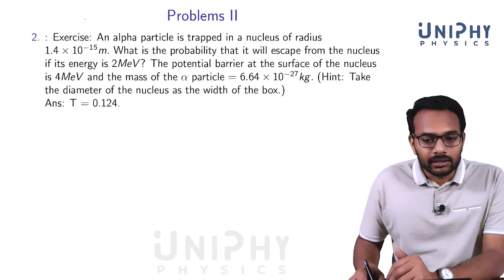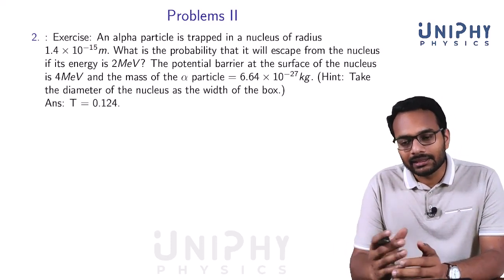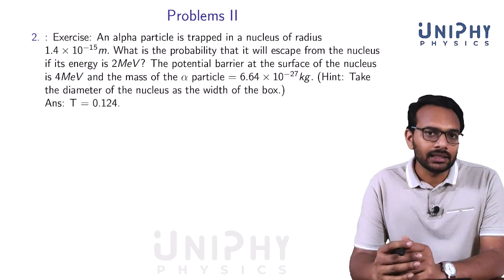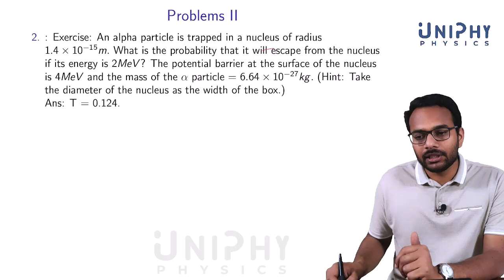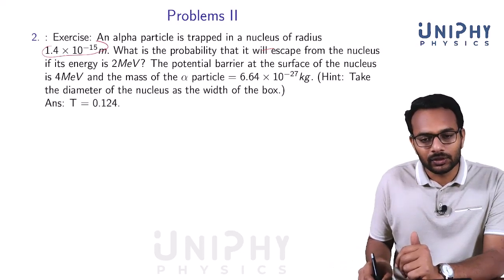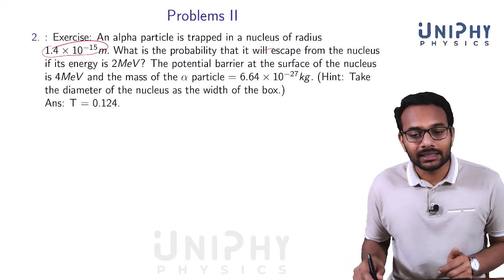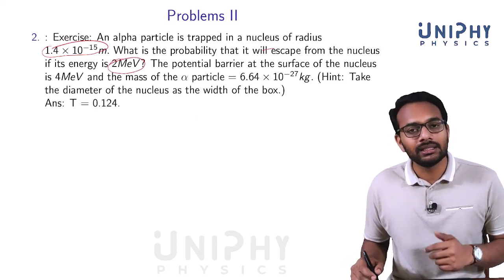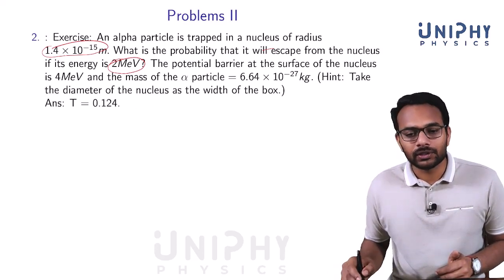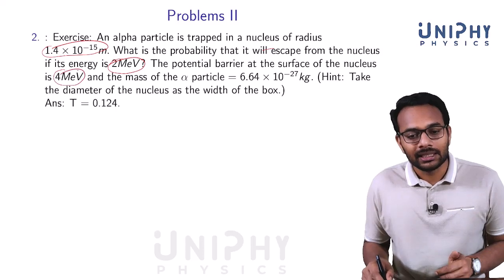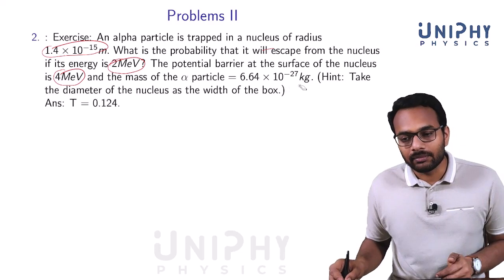Here is another problem which is also historically important, because Gamow and Teller actually explained alpha decay using this tunneling phenomenon in quantum mechanics. Here we have an alpha particle which is trapped in a nucleus of given radius. What's the probability that it will escape from the nucleus if its energy is 2 MeV? The potential barrier at the surface of the nucleus is 4 MeV. As we said, the energy of the particle is less than the height of the potential barrier, and the mass of the alpha particle is also given.